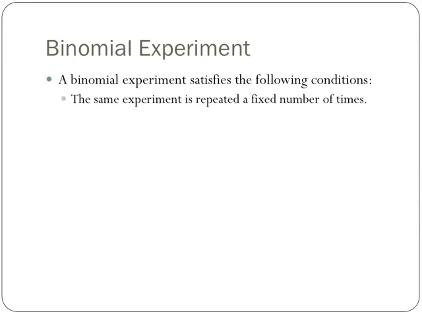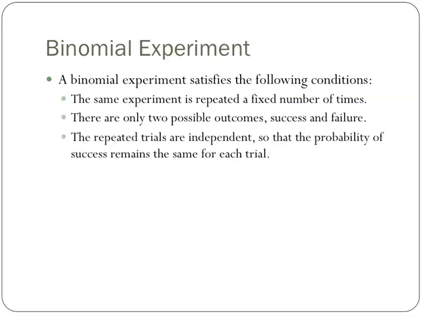First, the same experiment is repeated a fixed number of times, so it's an actual value. For example, we did this experiment 10 times. There are only two possible outcomes, either a success or a failure. And then the repeated trials are independent, so that the probability of success remains the same for each trial. Since they are independent, the result of one experiment does not affect the result of the next experiment. So the probability doesn't change between trials.